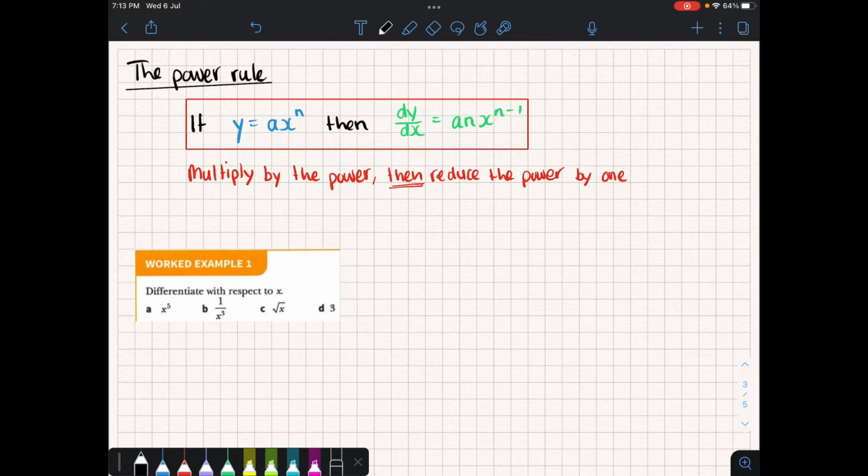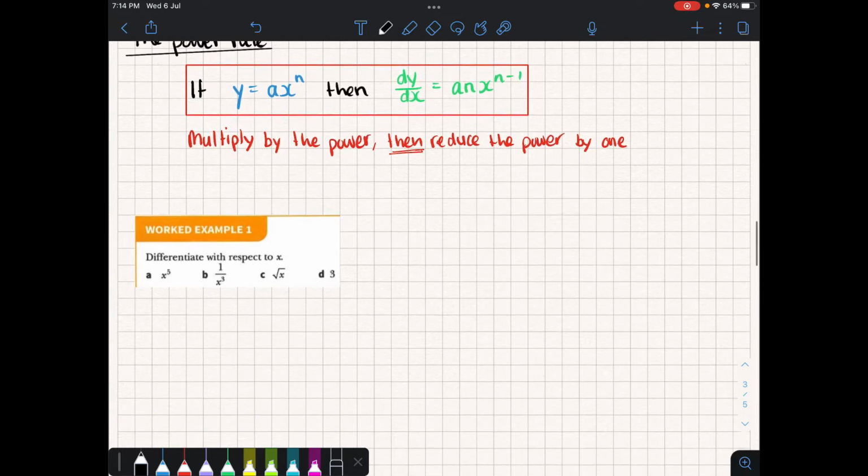So the power rule says if you have some function y equal to some constant a times x to the power of n, then its derivative, its gradient, dy by dx, is equal to a times n, x to the power of n minus 1. The easiest way to remember the power rule is by always saying in your head, multiply by the power, then reduce the power by 1. And that's going to work in a multiple number of ways.